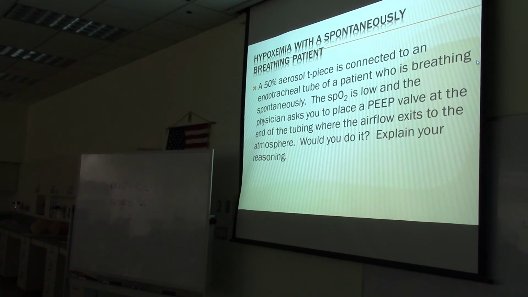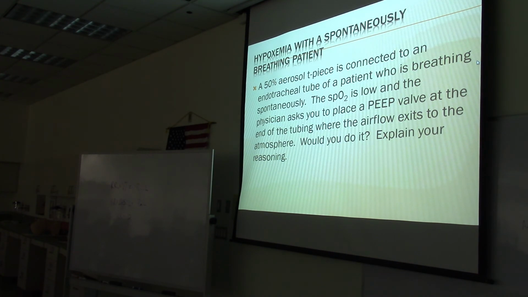Now we have hypoxemia with a spontaneously breathing patient. A 50% aerosol T-piece is connected to an endotracheal tube of a patient who is breathing spontaneously. The SpO2 is low, and the physician asks you to place a PEEP valve at the end of the tubing where the airflow exits to the atmosphere. Would you do it? Explain your reasoning.